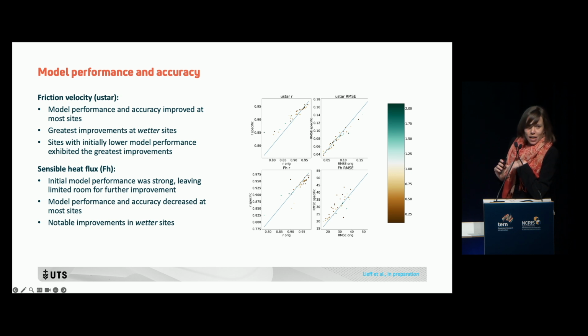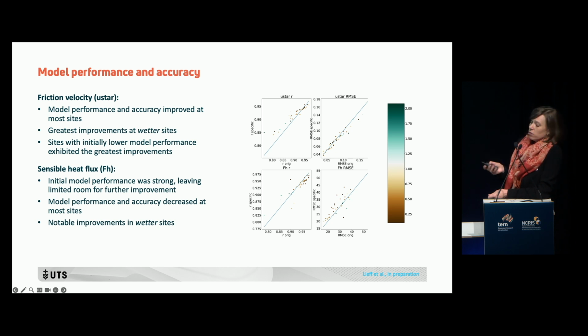So that's just one site that I could have cherry-picked. How does it look across all the sites in the network? And it's really great that we can report that using these site-specific drivers has improved model performance and accuracy across the board. So at the majority of sites, the R value is better and the root mean square error has gotten lower. We see greatest improvements for friction velocity, for example, at the wetter sites, or at sites that had initially lower model performance to begin with.